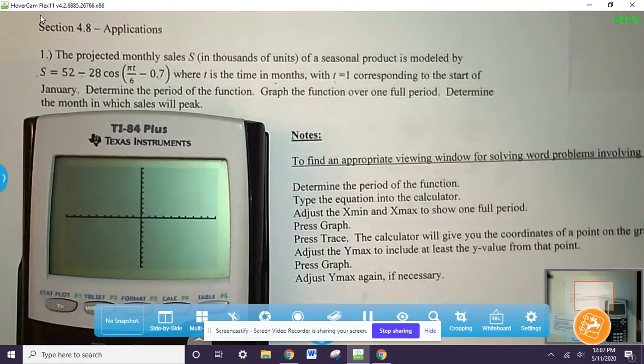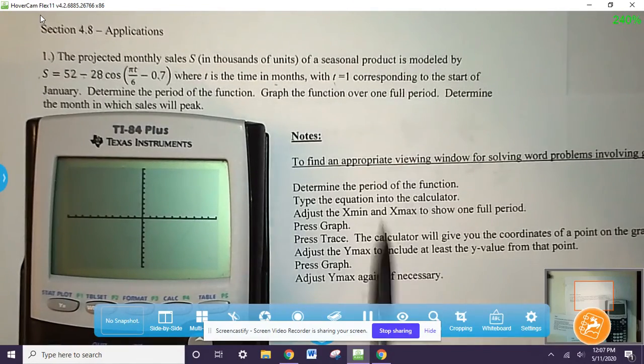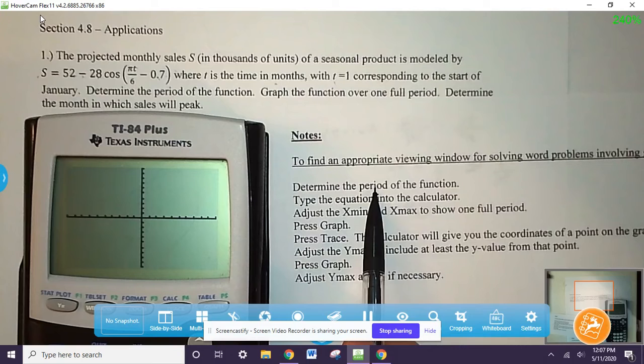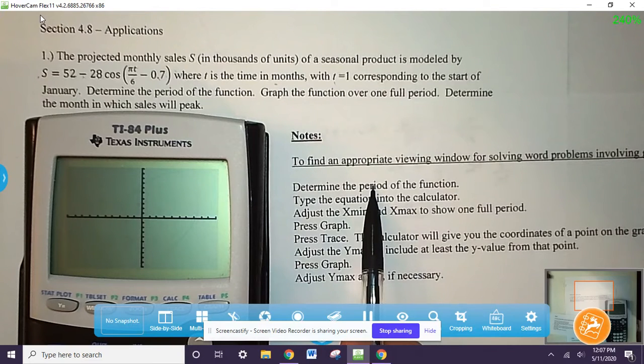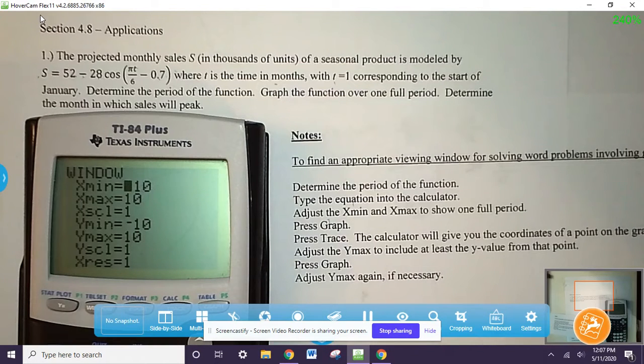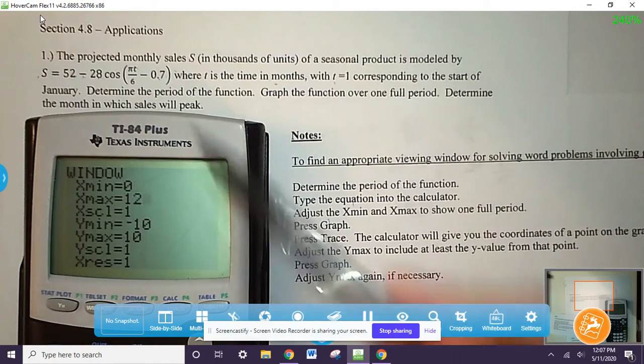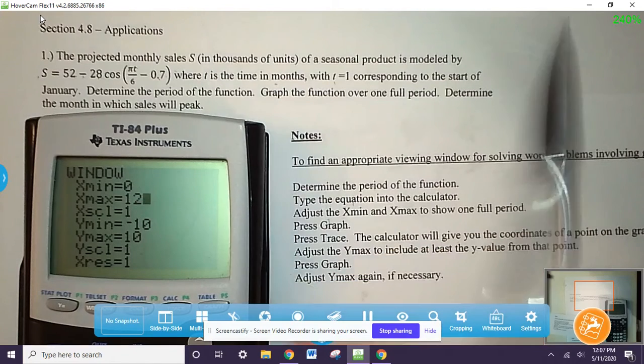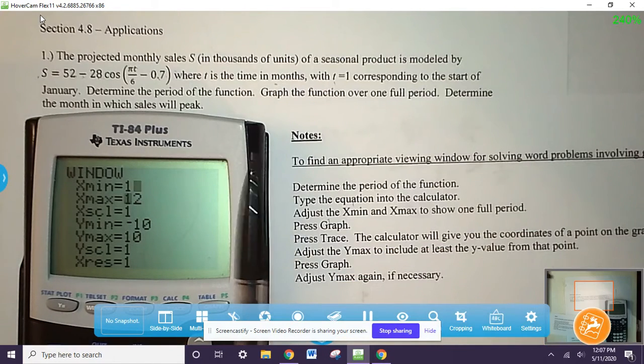So to get a good viewing window, we want to determine the period of the function if it's a periodic function like we just did, get the equation in the calculator, and adjust the x min and x max to show one full period. So in our window, one full period would go from 0 to 12 for one full year. Or since we're calling January 1, we might want to go from 1 to 13.